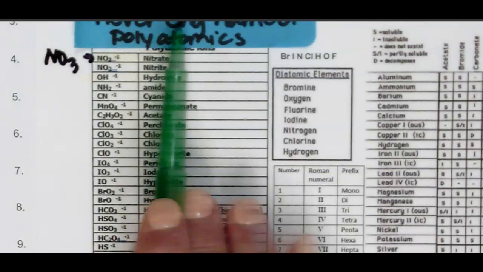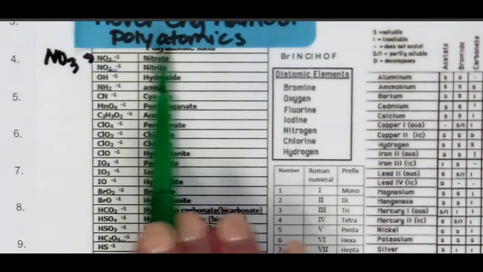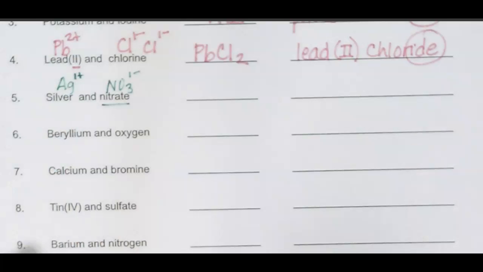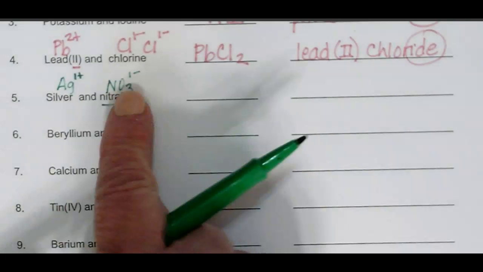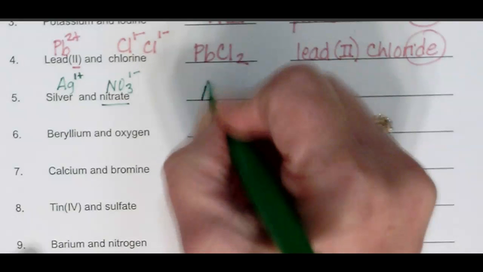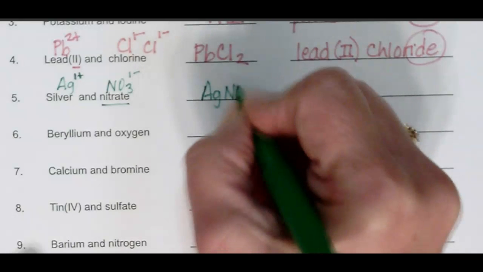Remember, never change the name of a polyatomic. Never change the name. So when I come over here, it is NO3. It is a 1-. So I have a 1+ and a 1-. That zeroes out. So this is AgNO3.